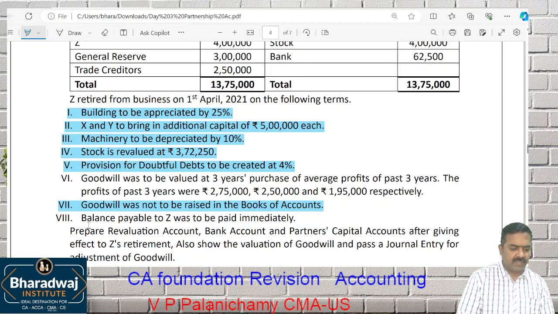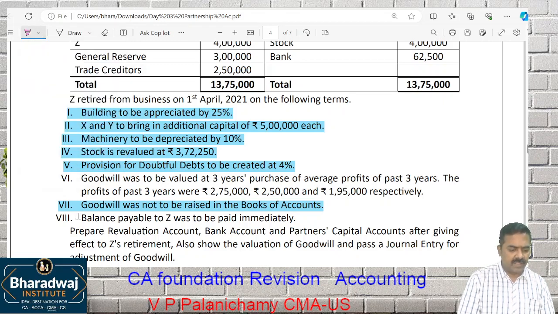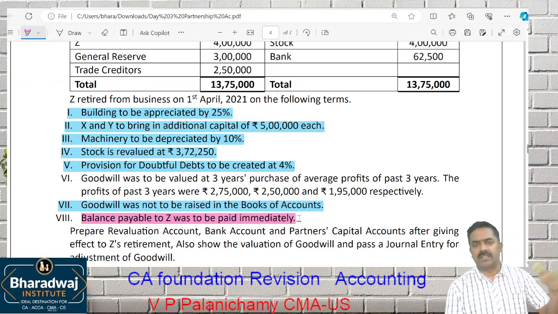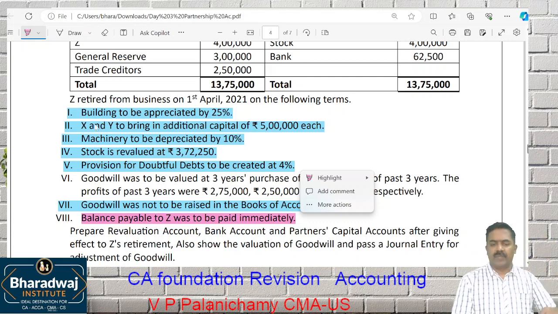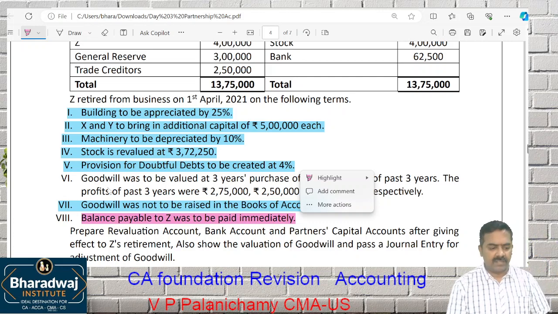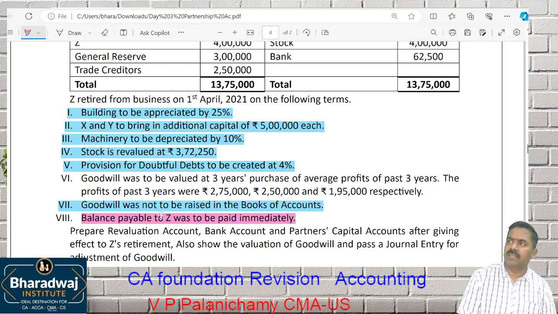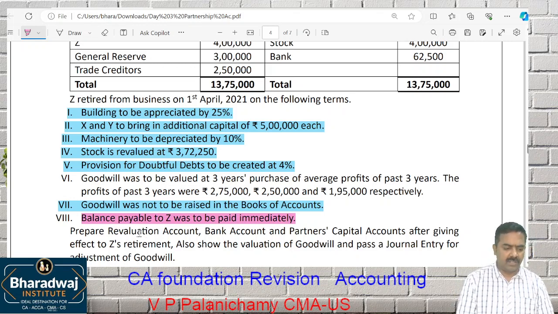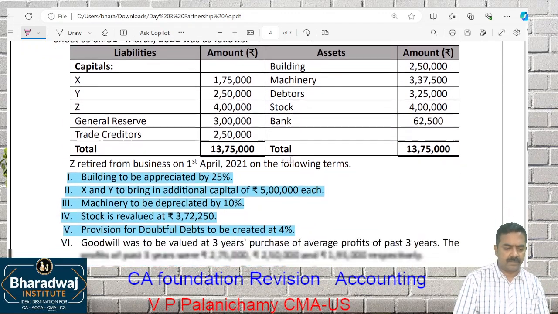Revaluation account. And look at this. Balance is paid immediately in cash. Balance is paid in what? Immediately means the retiring partner is settled immediately. So point number 1 to 5 is based on revaluation. Goodwill value is given. Goodwill not to be raised now. You have to adjust in which account? Capital account. Then there is no JLP given, no joint life policy given.